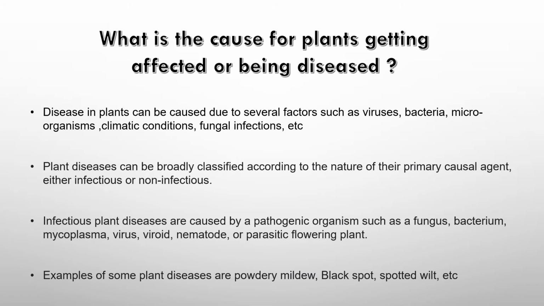To learn about plant disease detection, first we need to know what is the cause for plants getting affected or being diseased. Plant diseases can be broadly classified according to the nature of their primary causal agent, that is infectious or non-infectious. Infectious plant diseases are caused by pathogenic organisms such as fungus, bacteria, mycoplasma, virus, viroid, nematode or parasitic flowering plant. Disease in plants can be caused due to several factors such as viruses, bacteria and microorganisms, climatic conditions, fungal infections, etc. Examples of some plant diseases are powdery mildew, black spot and spotted wilt.